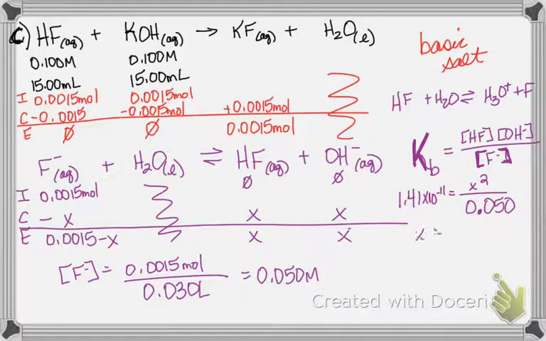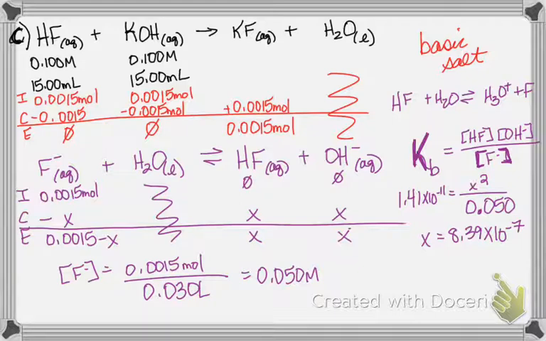And I'm going to solve this. Ooh, my pen just skipped out on me. I'm going to solve this for x. For x, I get 8.39 times 10 to the minus 7.